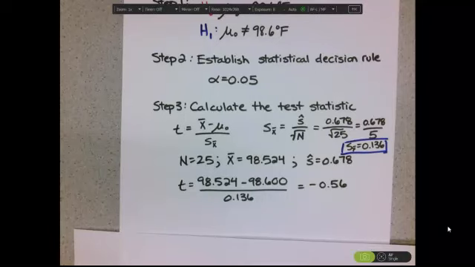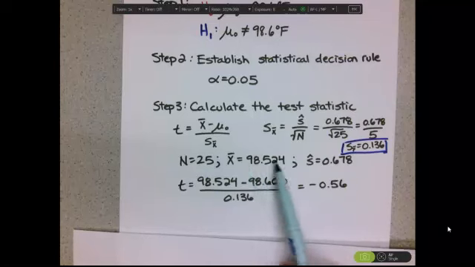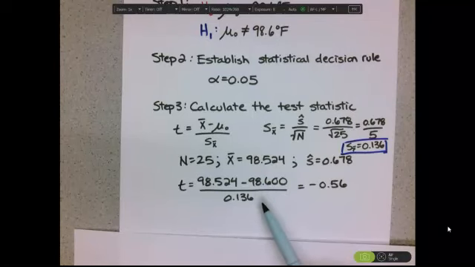One thing to note is that if there was a perfect match between the null hypothesis and the data, then the value that we would have calculated from our sample would be 98.6, and the value of t would be equal to 0.